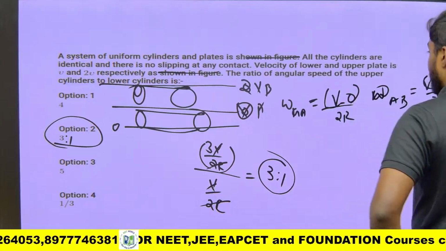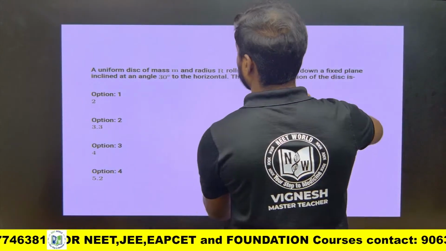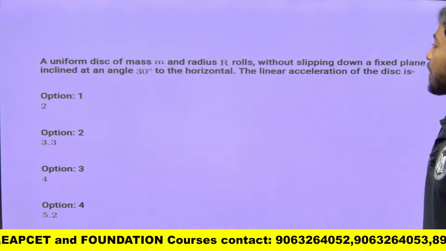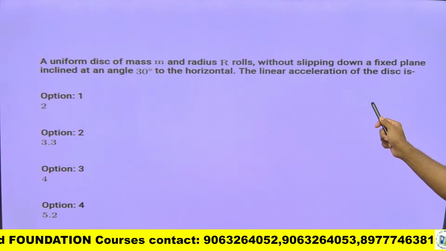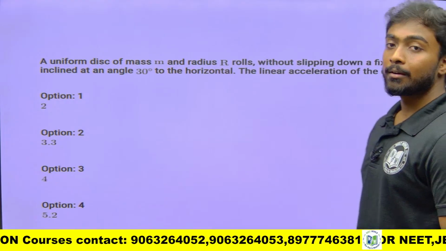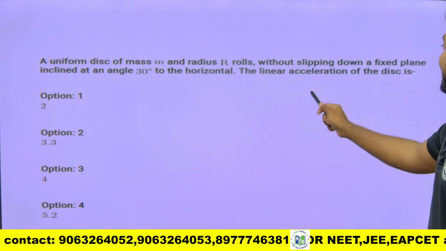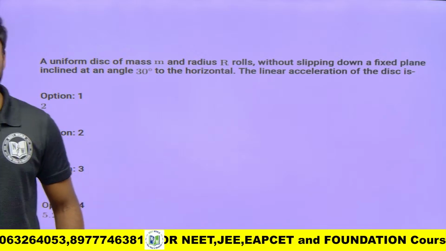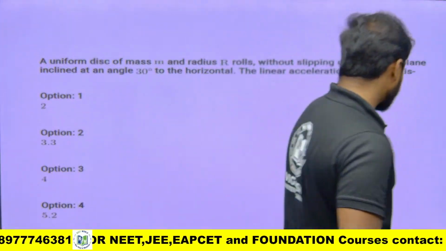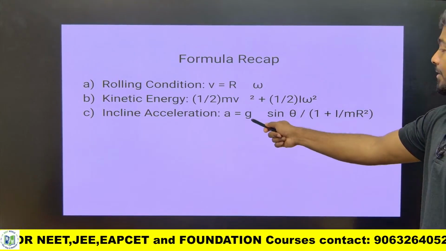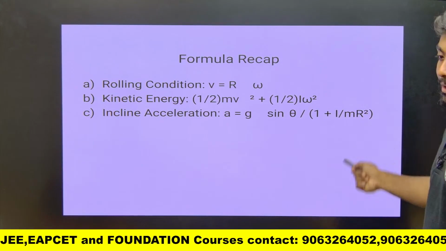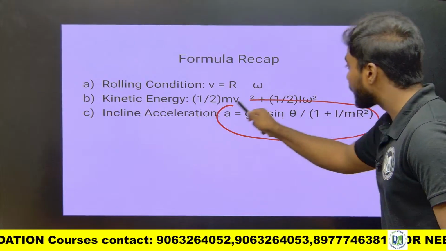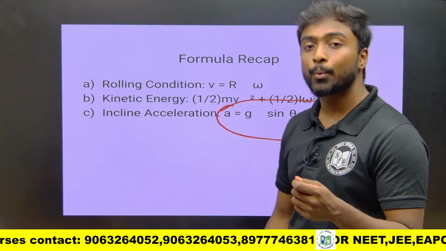Okay. The next question is, a uniform disk of mass m and radius r rolls without slipping down a fixed plane that is inclined at an angle of 30 degrees to the horizontal. The linear acceleration of the disk. So we have seen the formula, right? A equals g sin theta for the inclined plane, but for these cases the formula is A equals g sin theta by 1 plus I by mr square. Okay, I by mr square. So this is the formula I should use for the acceleration when there is no slipping.